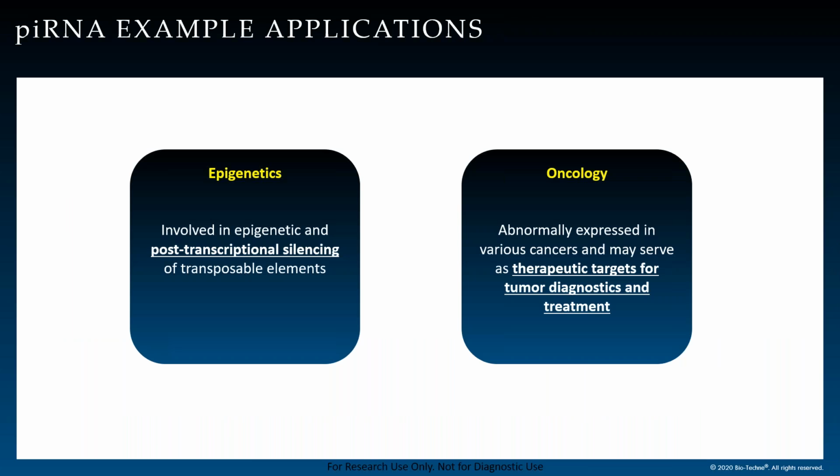Finally, we arrived at our last application, which is detection of piRNAs. There are two key applications. One includes epigenetics, and the other one includes oncology. Now, piRNAs are actually considered the largest class of small non-coding RNAs, and they're expressed in animal cells.